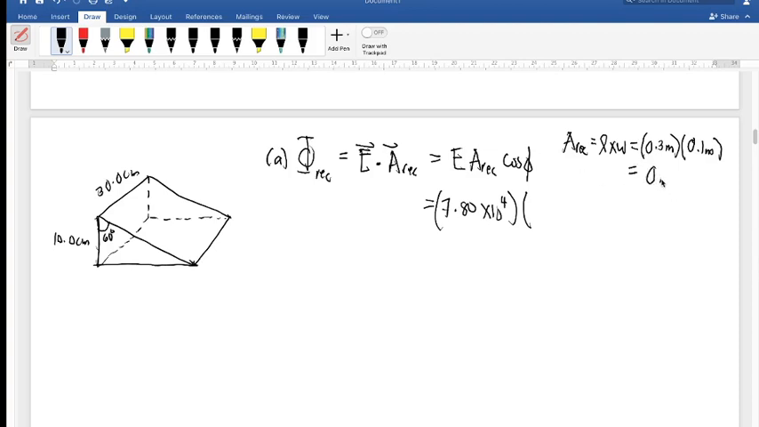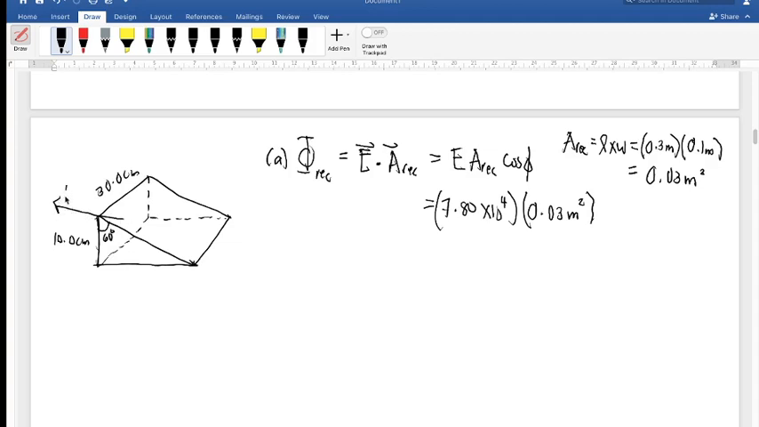0.03 meters squared. So I will put it here, 0.03 meters squared. But what is the angle between the vector area and the vector field? So remember, for this rectangular surface, the vector area is always perpendicular.